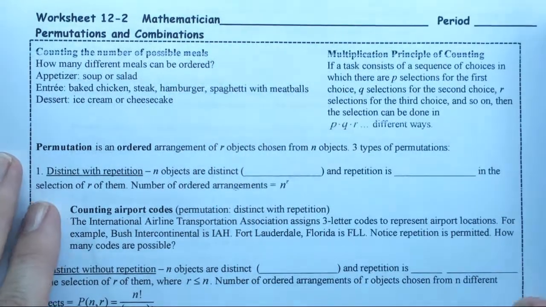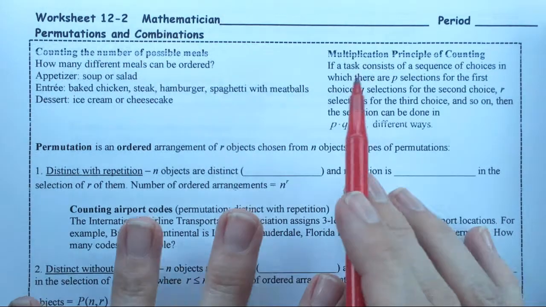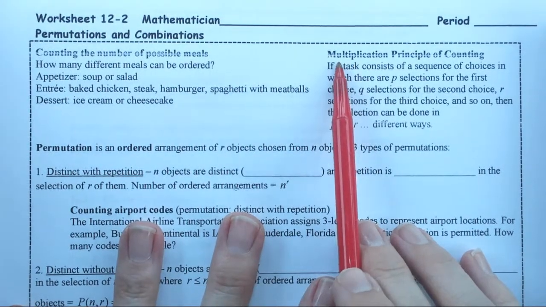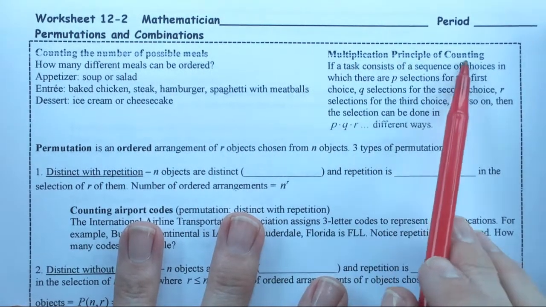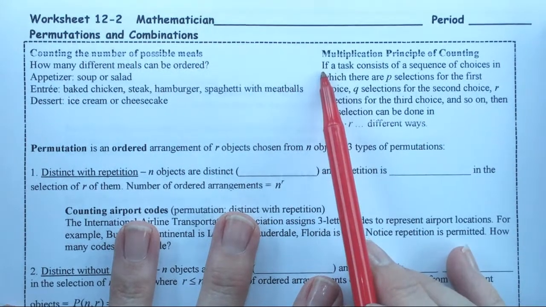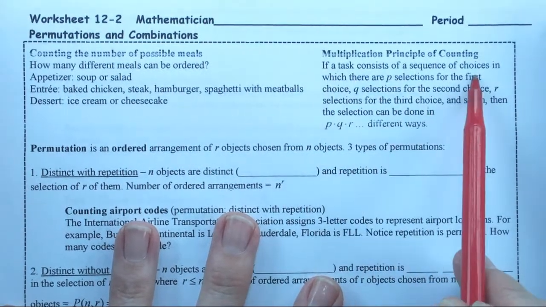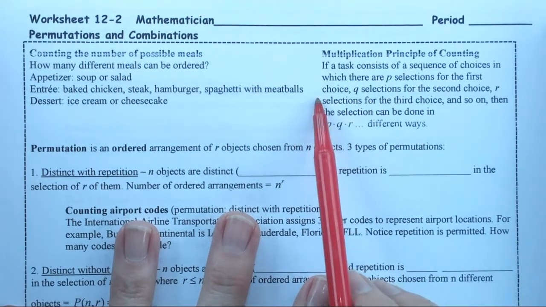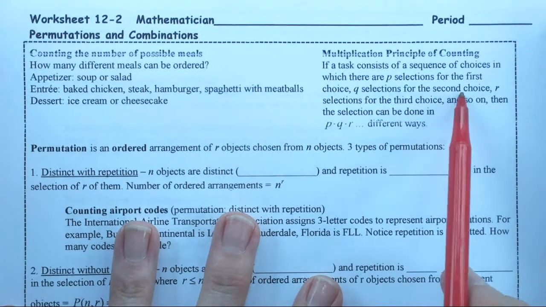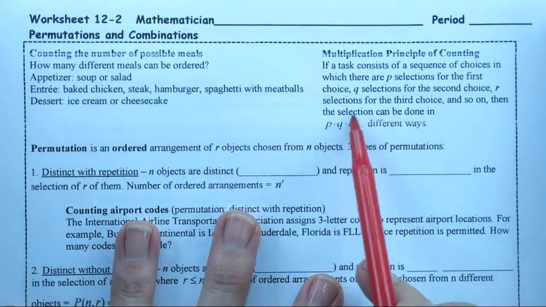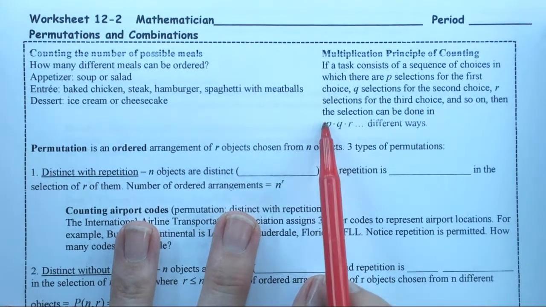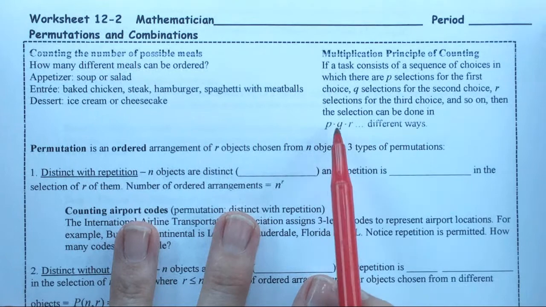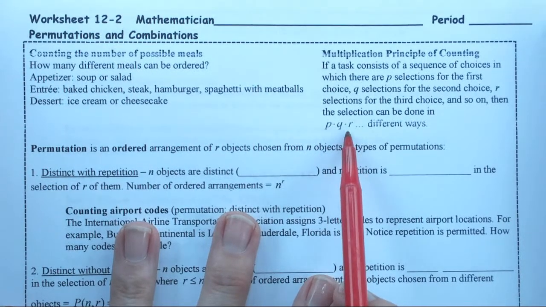Okay, so here we go. The first thing we're going to talk about is a simple principle called the multiplication principle of counting rule. And this simply says, if a task consists of a sequence of choices in which there are P selections for the first choice and Q selections for the second choice and R selections for the third choice and so on, then the selection can be done by multiplying P times Q times R.